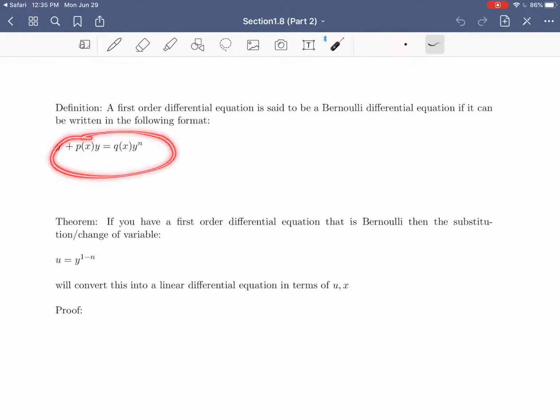Now, this format should look pretty similar. You'll notice that if that y to the n wasn't there, then this would be the standard form for a linear differential equation. The only difference here is that this is non-linear because of that y to the n term. So the idea here is that because this is very close to linear, we're going to see how a transformation, basically a change of variables, can make this into a linear differential equation. But in terms of identifying Bernoulli differential equations, you should basically be looking at something linear where the only nonlinear factor is a y to a particular power.